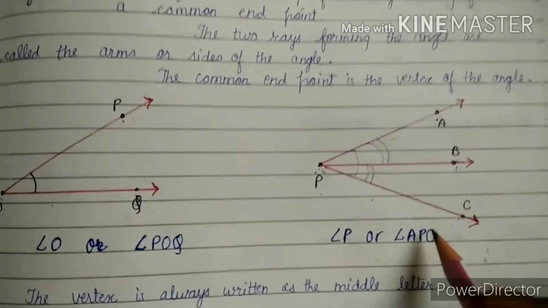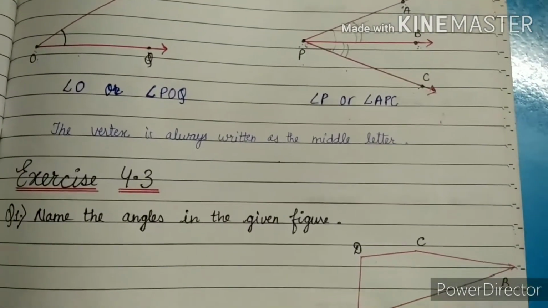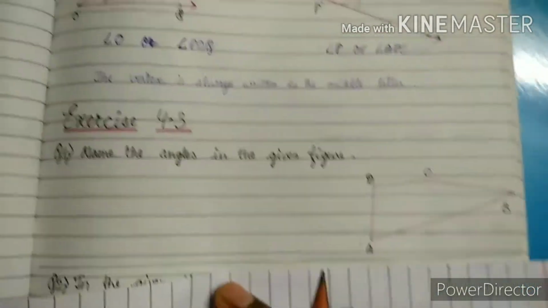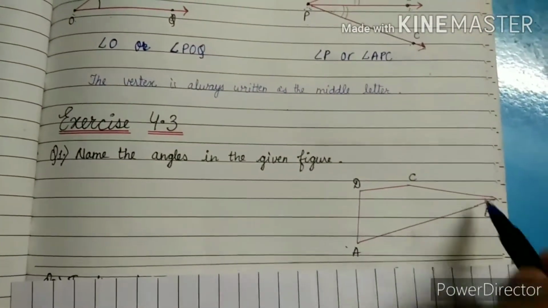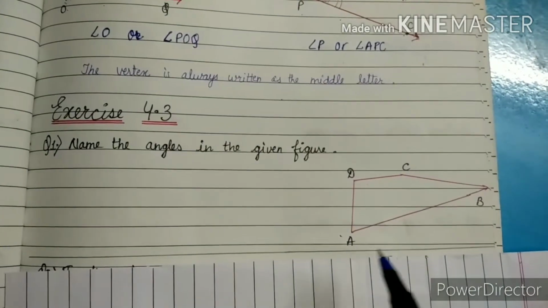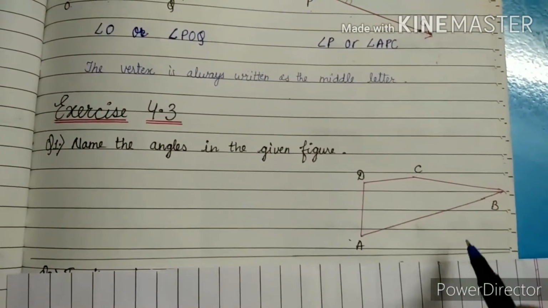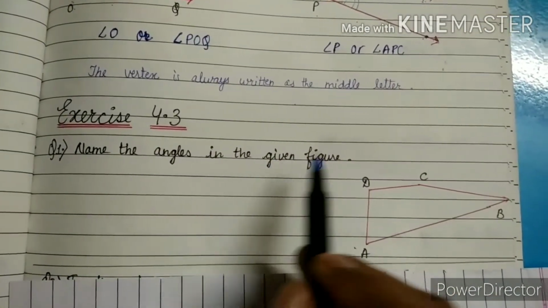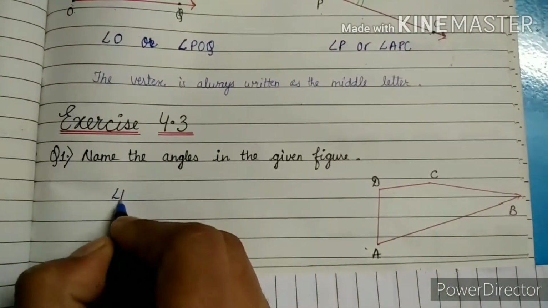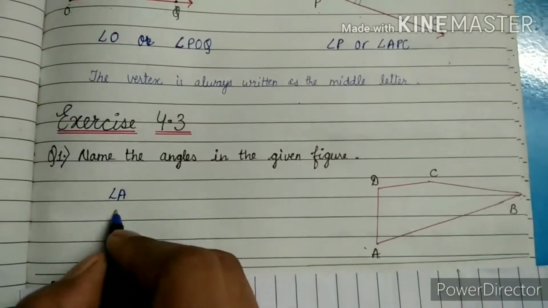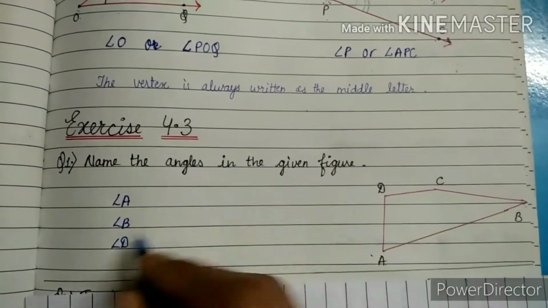Now we are going to start our exercise. Exercise 4.3, its first question is: name the angles in the given figure. They have given us this figure. How many vertices are in the figure? 1, 2, 3, 4. Four vertices in the figure. So we have to write the angles' names. Firstly we will start from A: angle A, angle B, angle C and angle D.